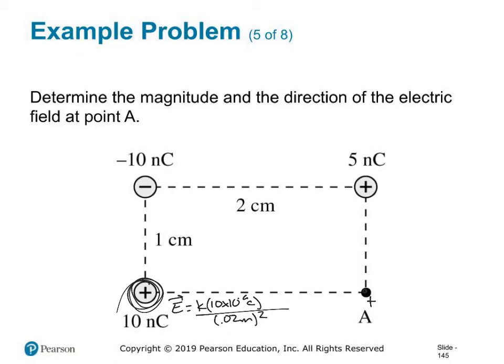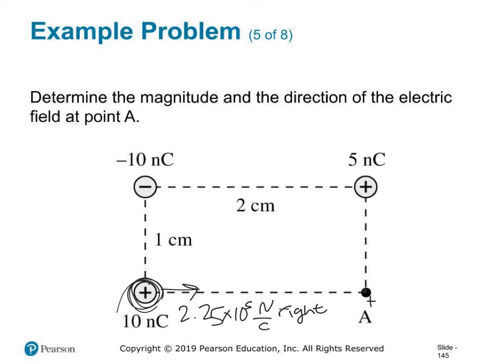Put that in your calculator and you'll get a handy-dandy 2.25 times 10 to the 5th newtons per coulomb. And that one is going to be in the direction away from the positive, because positive points out, which is to the right. So 2.25 times 10 to the 5th newtons per coulomb to the right. Now you do the same thing for the other two charges.